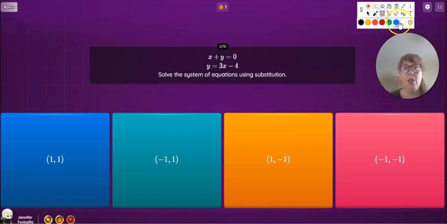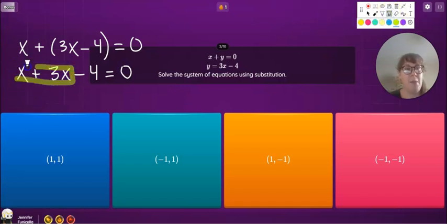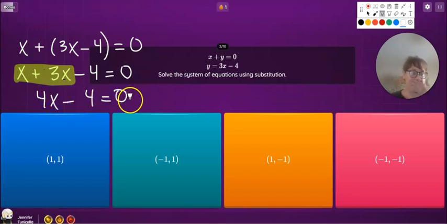Question 2, we're going to use what we just made to solve the system. So we had x plus 3x minus 4 equals 0. We can just distribute that positive 1 to drop the parentheses, so nothing will change. x plus 3x can be combined using like terms since they both have an x and they're being added. 1x plus 3x gets us 4x minus 4 equals 0.